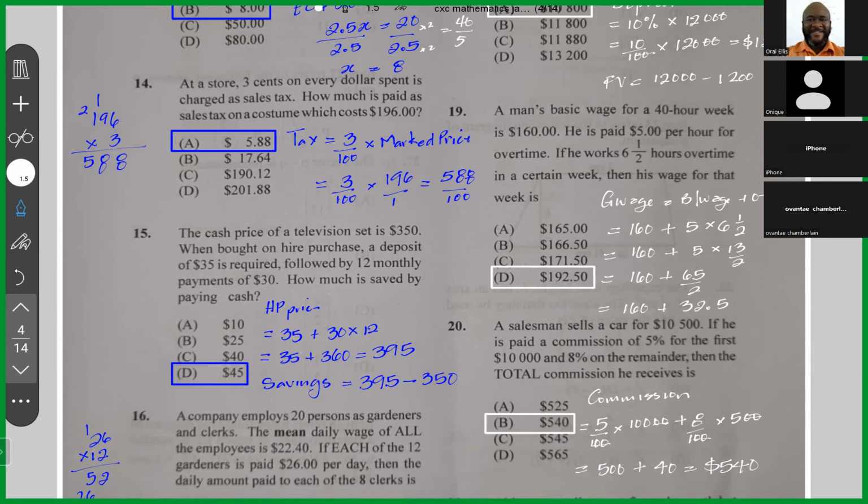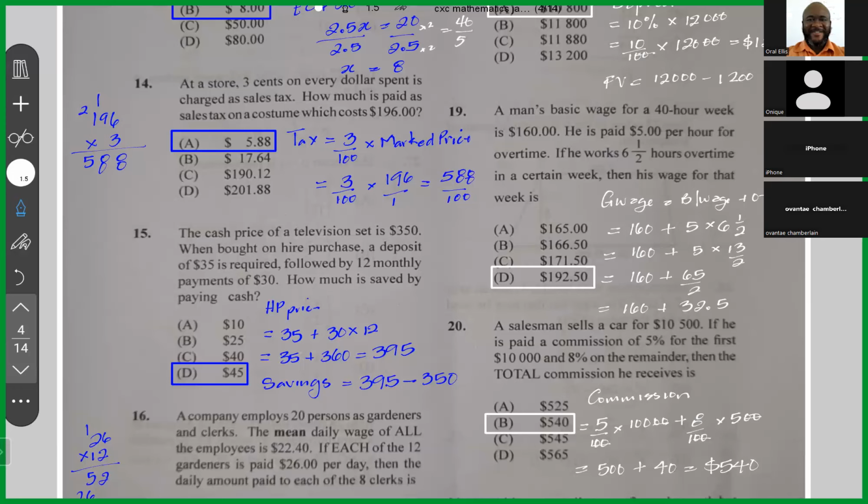If you're working overtime, you can't get overtime unless you first work your regular hours. The money you work for your regular hours is called your basic wage. Here, the basic wage is $160, and the person gets $5 for every hour of overtime. So if I know how much money I get for 1 hour of overtime and I work 6 hours, I simply multiply the amount of money I get for 1 hour by the number of hours of overtime to determine the overtime money. So here, this is 5 times 6.5, because the person works 6.5 hours of overtime. 6.5 is the same as saying 13 over 2.